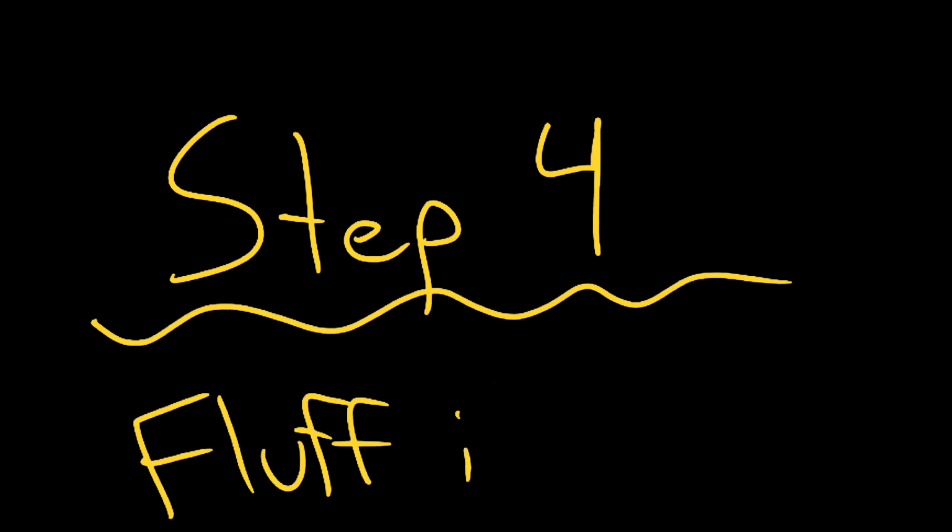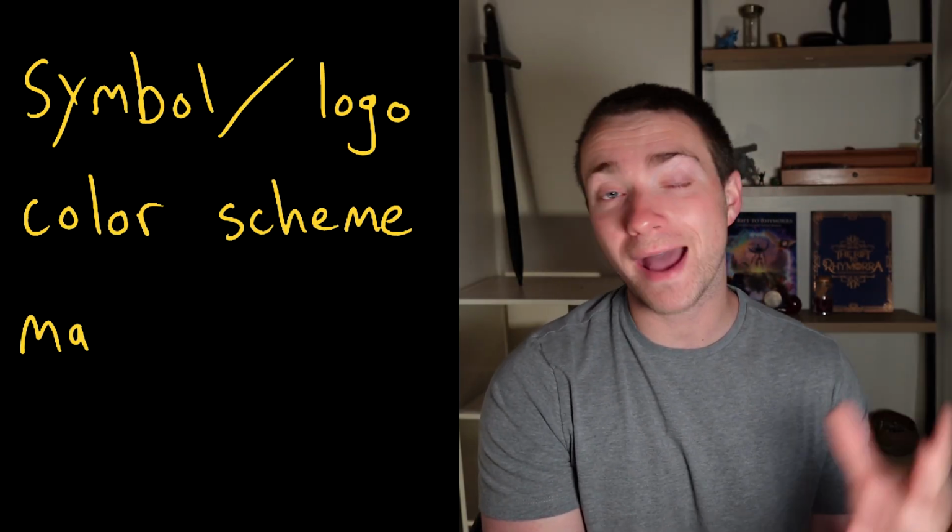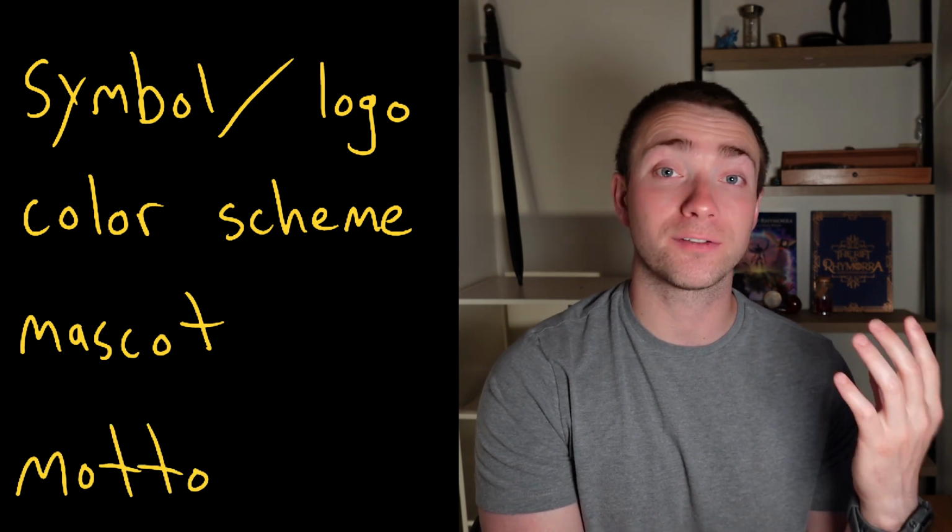Step 4, Fluff It Up. This step is all about coming up with different things that are just very flavorful and kind of fluff or lore for your faction. So they could be fun, but not super important. So feel free if you want to skip this step, it's totally okay. But it's more fun to include it. So this could be a symbol or logo, any color scheme, mascot, or mottos that your faction has.